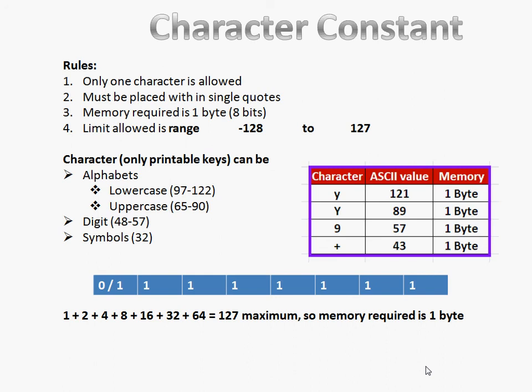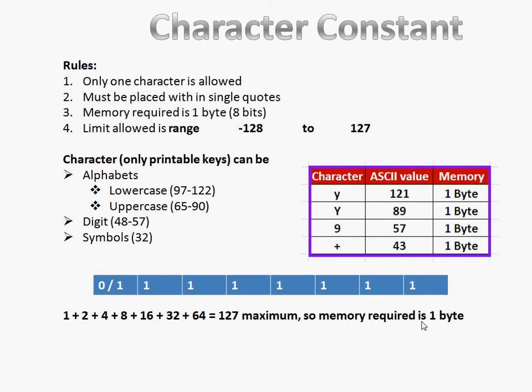We will see why only 1 byte is required for the character constant. As we have seen in the earlier videos, when we say a character is with the printable keys, and printable keys we have alphabets, digits and symbols. In alphabets we have from lowercase to uppercase. Lowercase has 97 to 122 as the ASCII value, uppercase has 65 to 90, digits from 48 to 57, and we have 32 symbols. So this is the typical diagram for 8 bits.